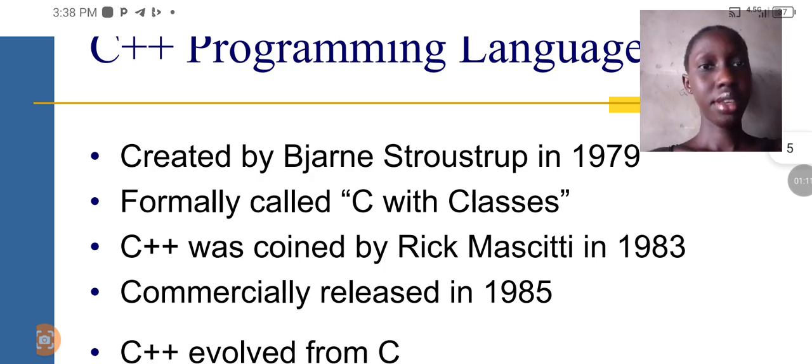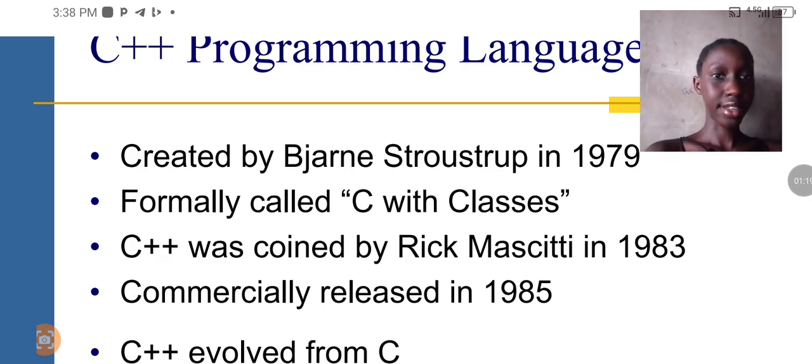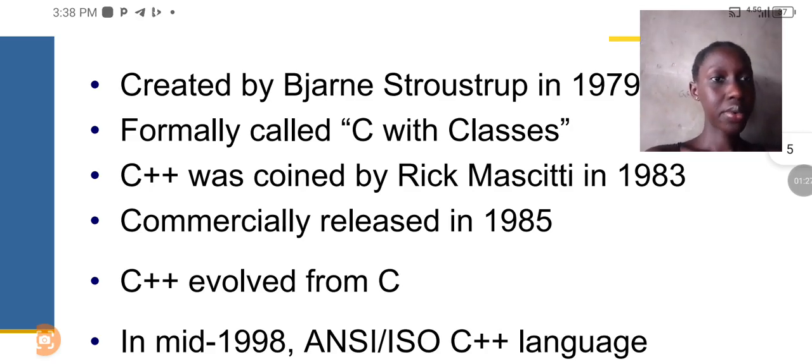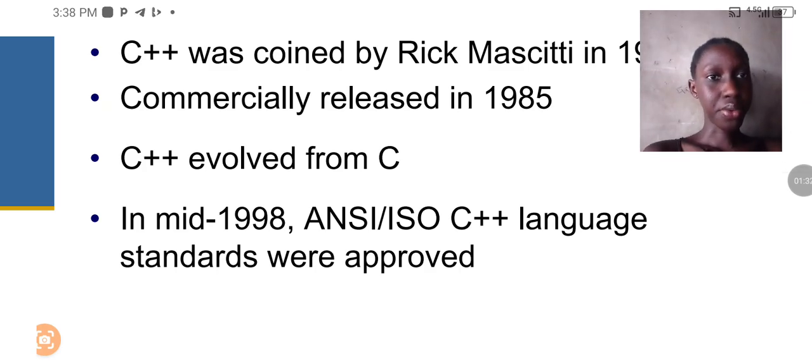Alright, so we begin. C++ was created by Bjarne Stroustrup in 1979. It was formerly called C with Classes. The name C++ was coined by Rick Mascitti in 1983, and it was commercially released in 1985. C++ evolved from C. In mid-1998, the ANSI/ISO C++ language standards were approved. This is where the standard library and other functions of the C++ language can be found.